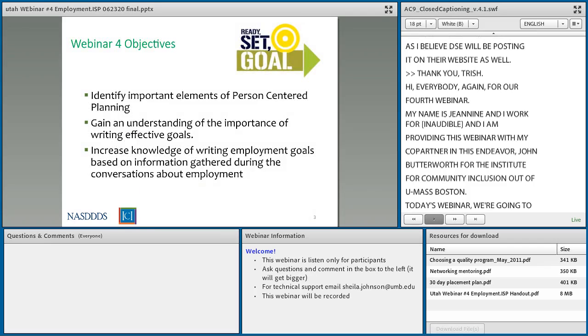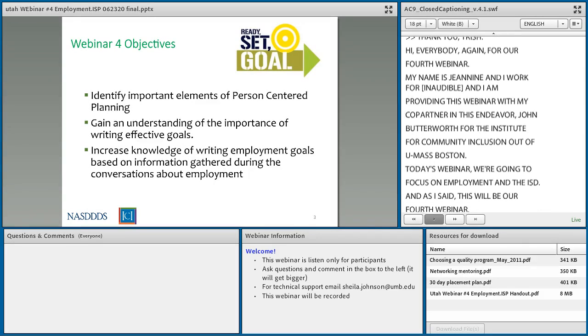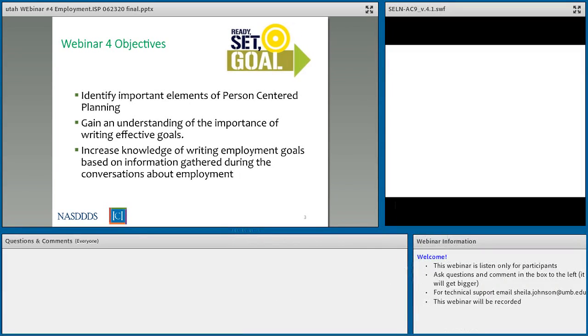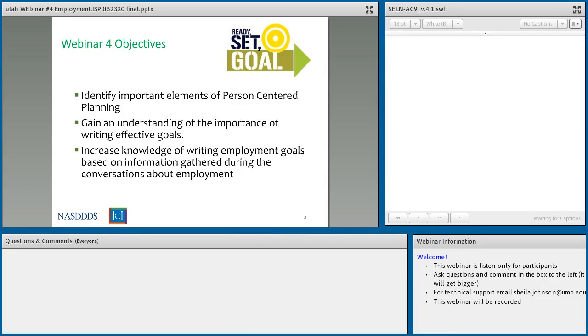As I said, this will be our fourth webinar. The objectives today that John and I are really focusing on is providing a very high-level overview about the important elements of person-centered planning. We hope that you gain an understanding of the importance of writing effective goals or outcomes. And lastly, we really want to help to provide you with information that's going to increase your knowledge of writing employment goals and outcomes based on all of that rich information that you gather during your plan meetings or just checking in with people and having conversations about employment.